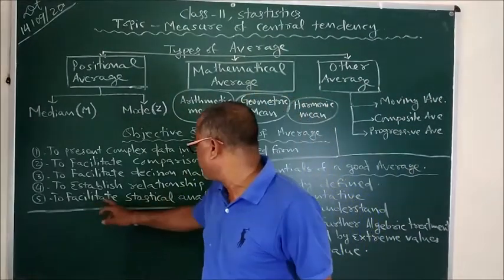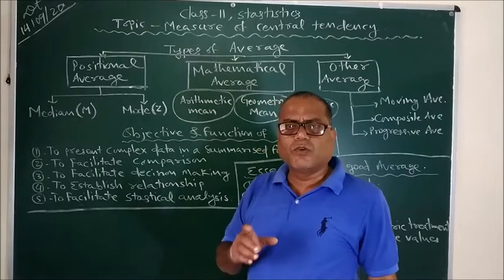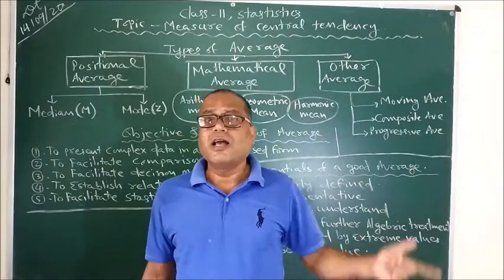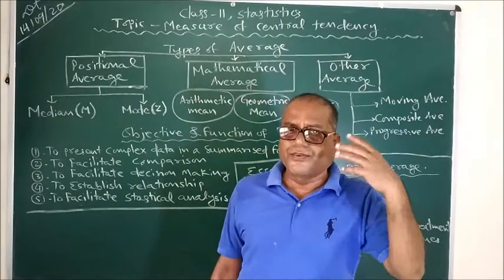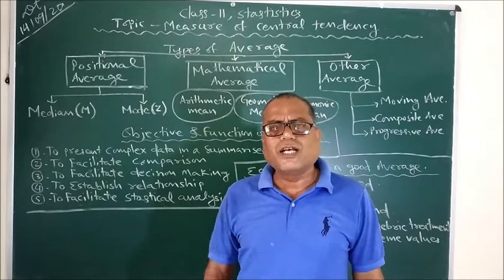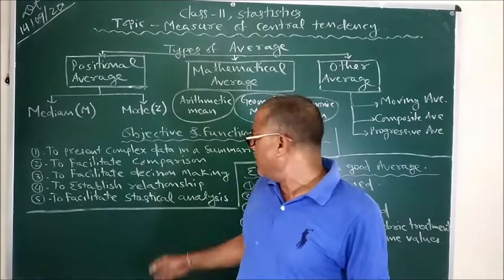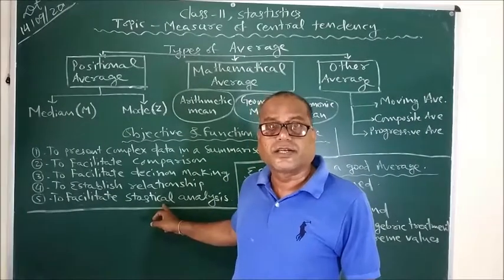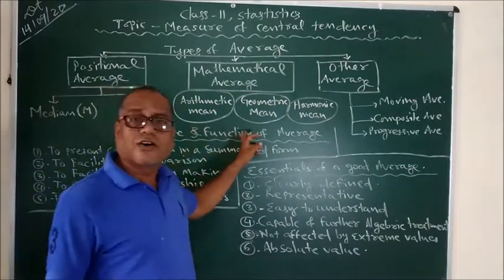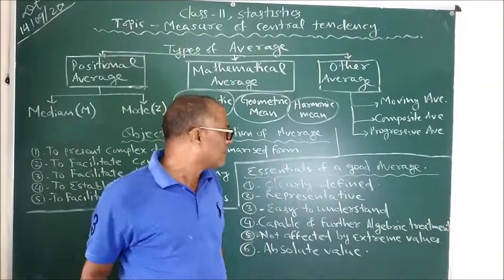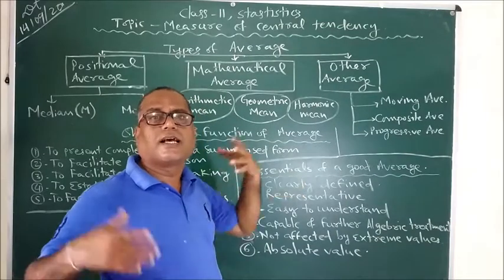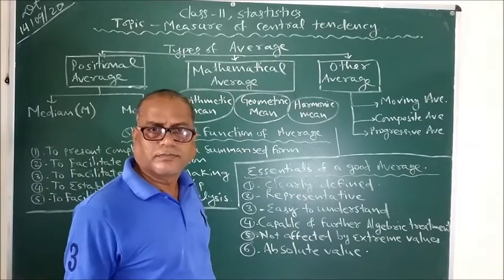So to facilitate statistical analysis, whenever we make a statistical analysis, we cannot deal with complex data. That's why an average like mean or median or mode is always handy, is always more convenient to make a statistical analysis. So in this way, these 5 things are the objectives or functions of an average. So now we are going to start. What are the qualities that make an average a good one?